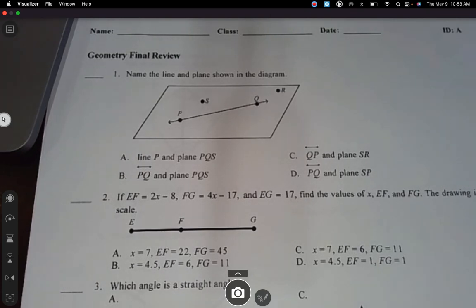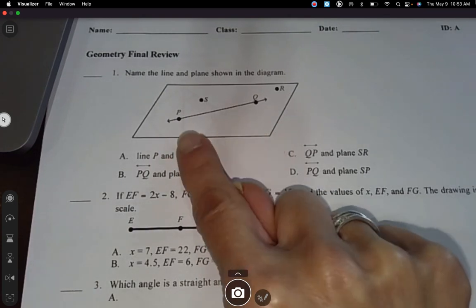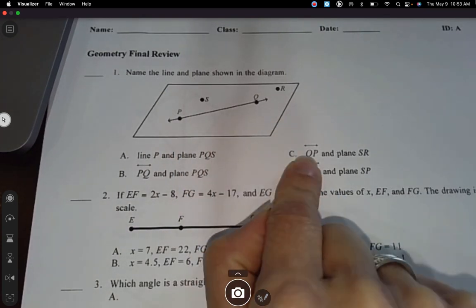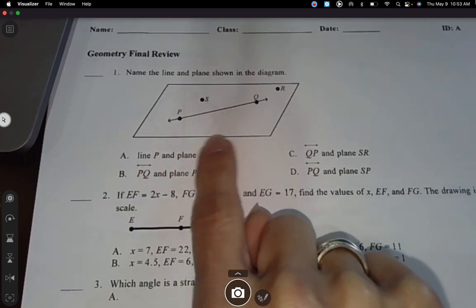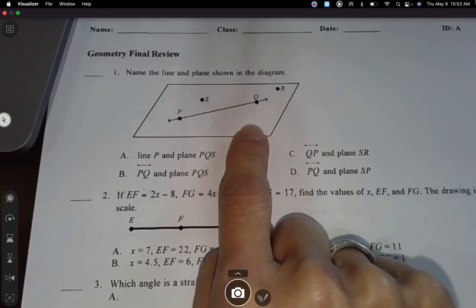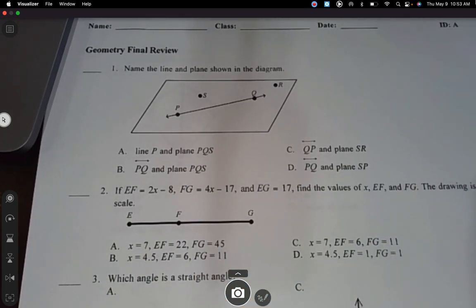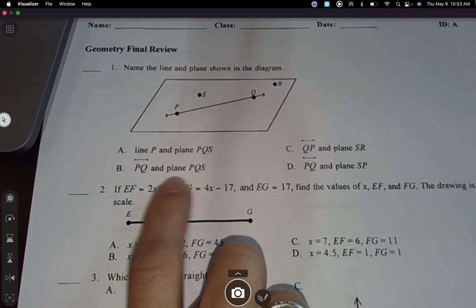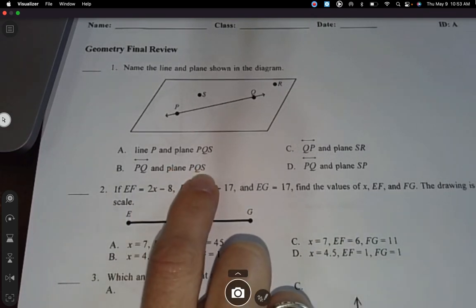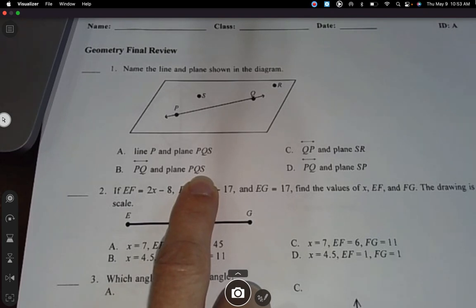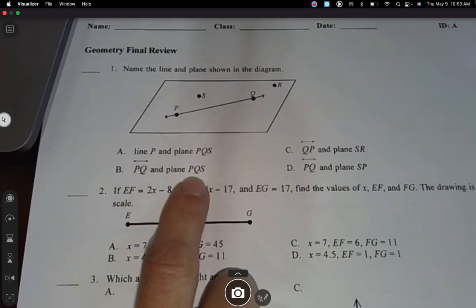Okay, this one says, name the line and the plane. A line has 2 points, a plane has 3. Listen, there is only one option with that. But can y'all tell me what's the name of that line? PQ. QP is the same thing as PQ. Now, a plane has to have 3 points. So which one of those planes has 3 points? This one has line PQ and plane PQS. Okay, that's where that comes from. Line has 2, plane has 3.